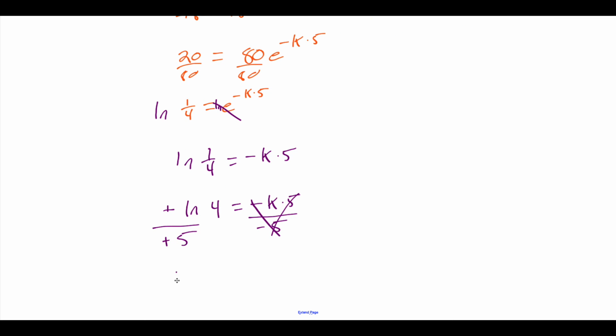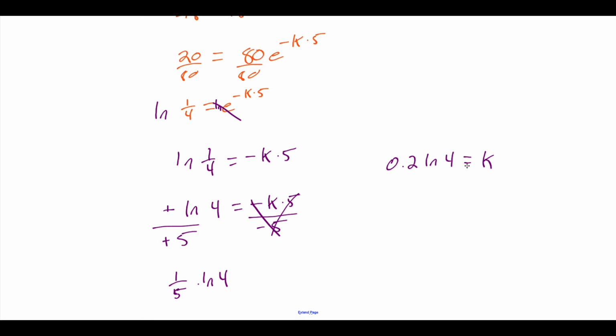Now I'm going to rewrite the left-hand side as 1/5 times the natural log of 4, but then that 1/5 I'm going to turn into a decimal. So I'm going to call it 0.2 times the natural log of 4. That's going to be our cooling factor K.